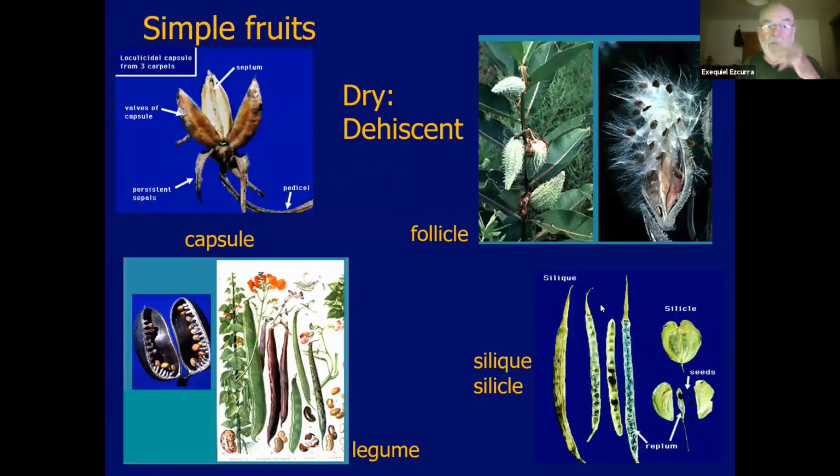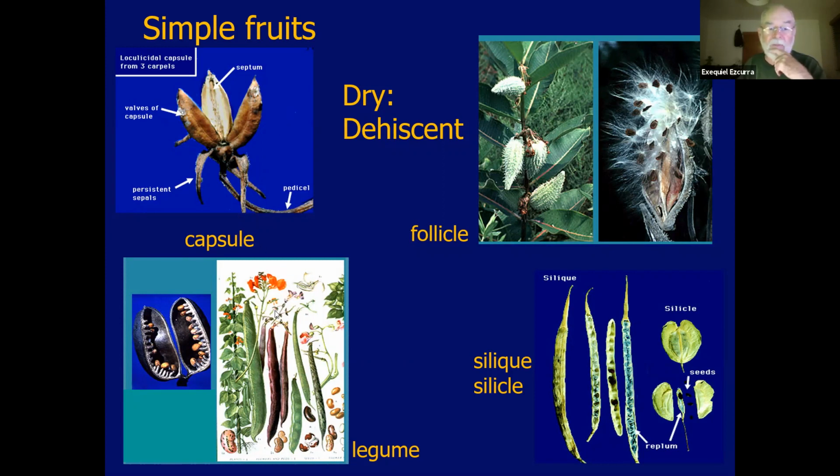Here we have some illustrations of fruits. Here you have a capsule with the carpels that are known as the valves once the fruit opens, and the pedicel of the fruit. Here you have a follicle in a milkweed plant. It's very interesting how milkweeds, for example, the fruits themselves become dry and are not fleshy or edible at all, but the seeds have these silky attachments that allow them to flow in the air. So the fruit will eventually open and start releasing the seed into the air.